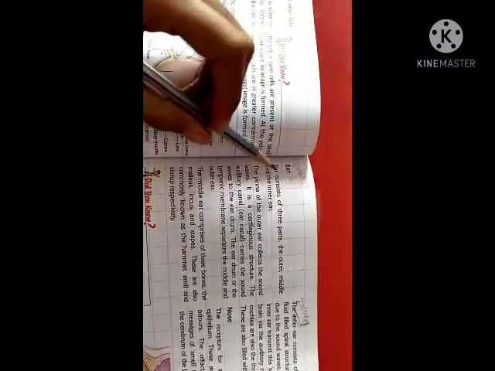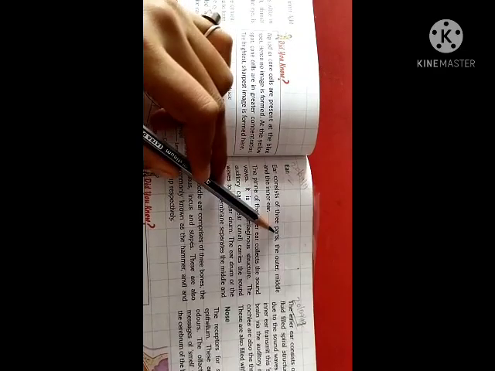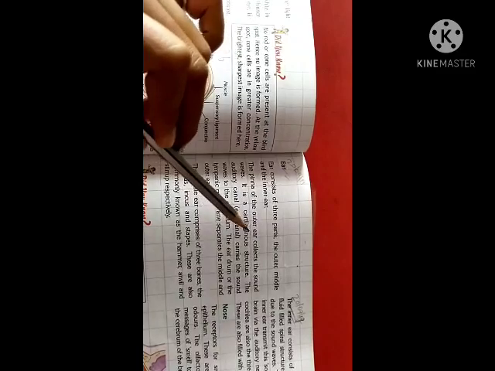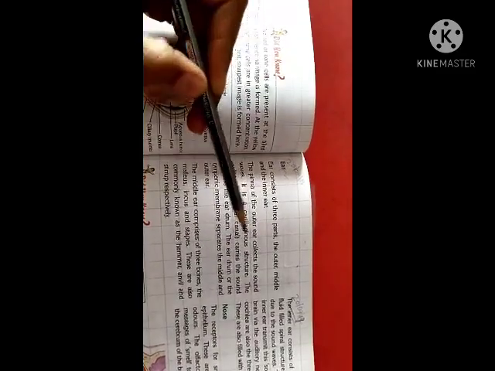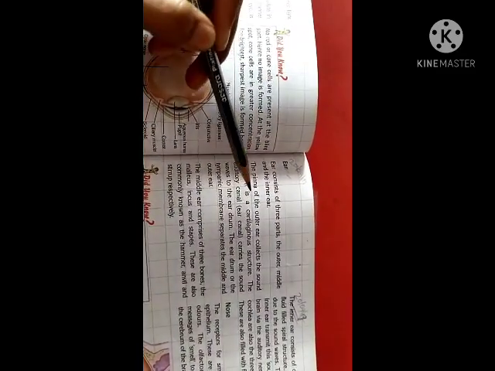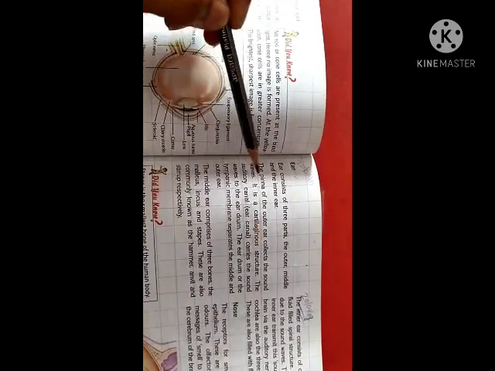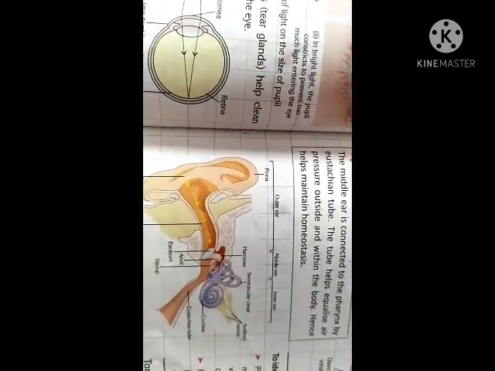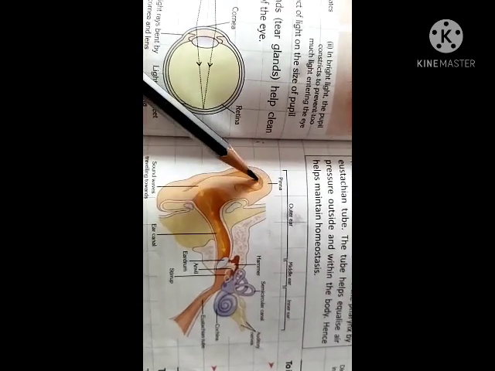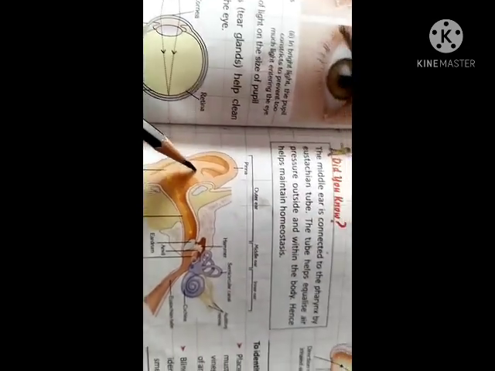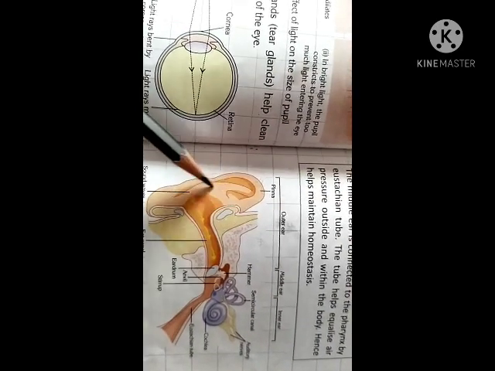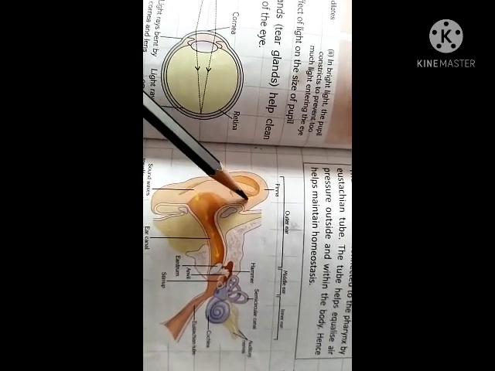Students, the ear consists of three parts: the outer, middle and inner ear. The pinna of the outer ear collects the sound waves. See students, this structure of the ear is known as the pinna. It is a cartilaginous structure, meaning no bone is present inside the pinna, only cartilage.